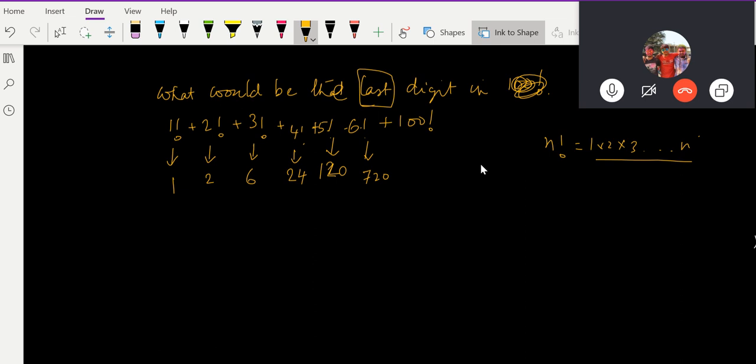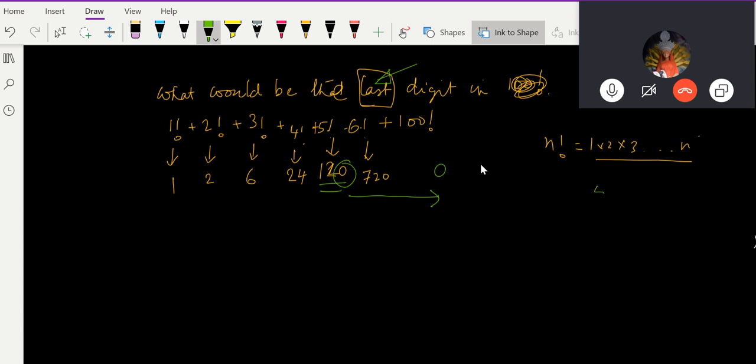If I know the previous one, I can multiply. If I get 3 factorial, I can multiply 4 with it and get 4 factorial. But the question is to find the last digit in the sum. After 5 factorial, I believe there will be 0 at the last. Yes, after factorial 5, all numbers will end in zeros.